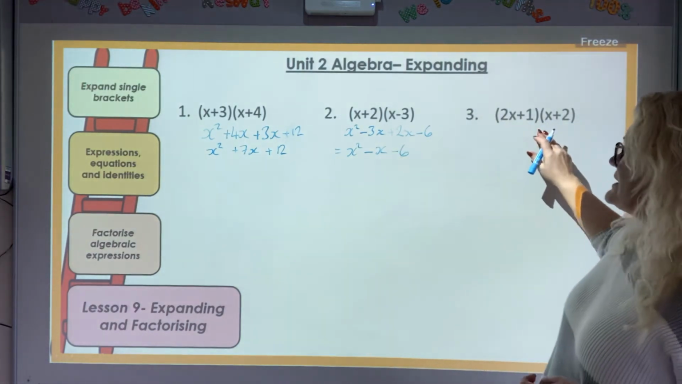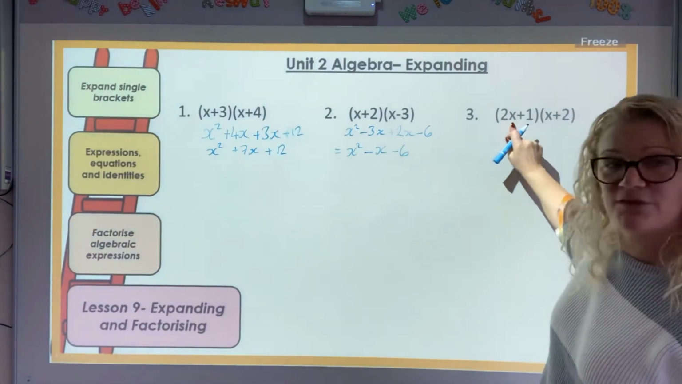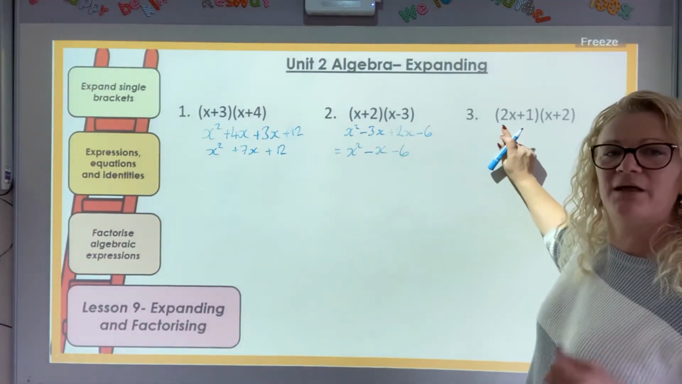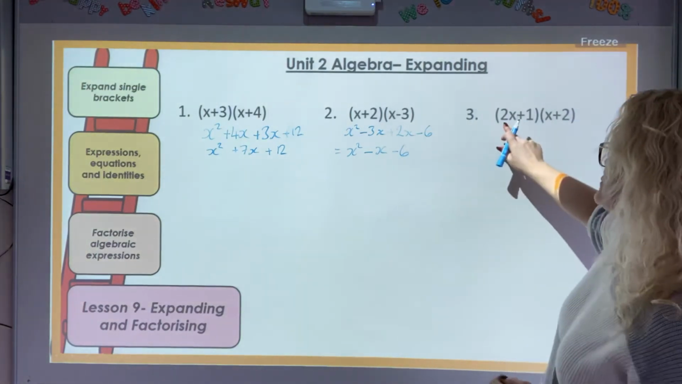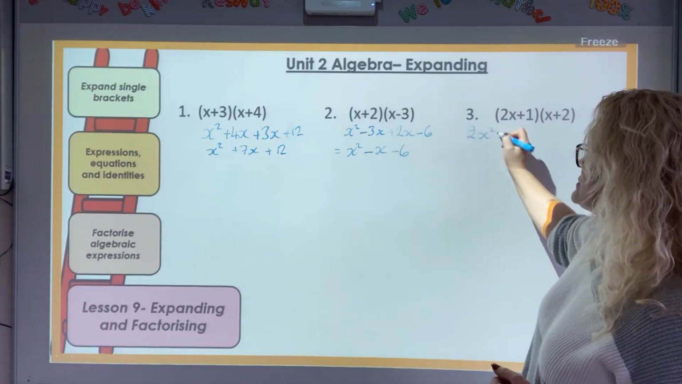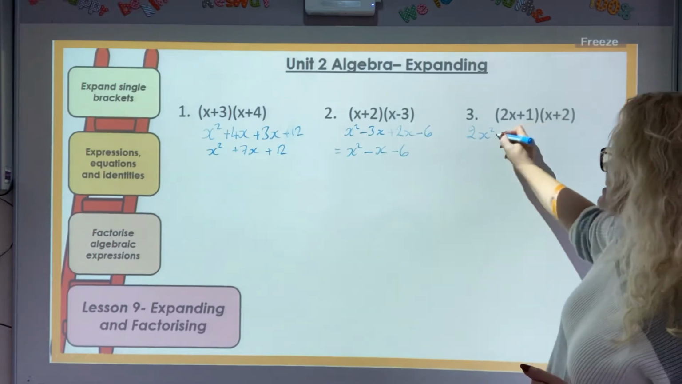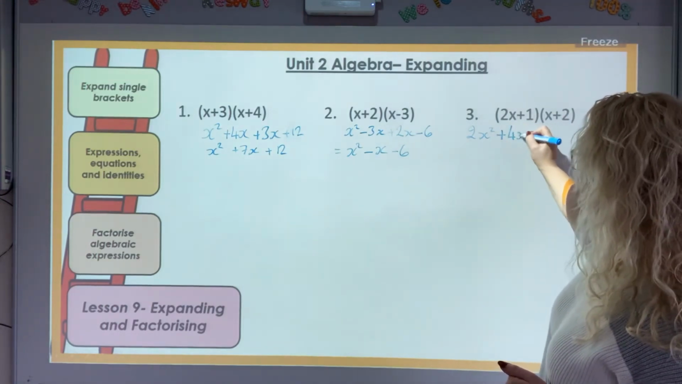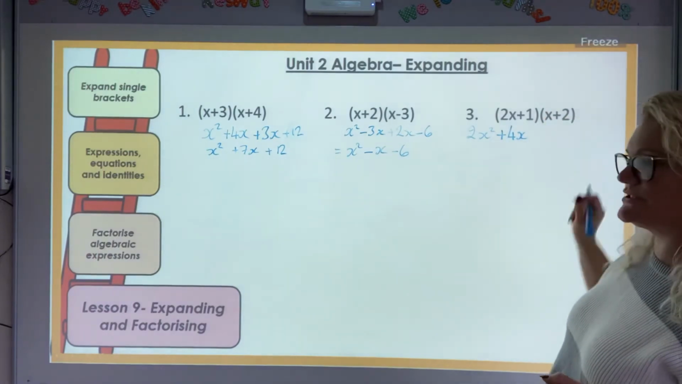Looking at our final example, this one's slightly trickier because we have a coefficient bigger than 1 of x. That means the big number that goes next to our letter. So 2x times x is going to be 2x squared. 2x times plus 2 is plus 4x. That's the 2x dealt with both of those terms.